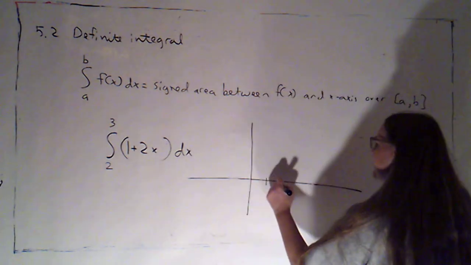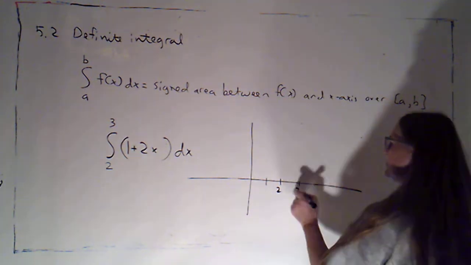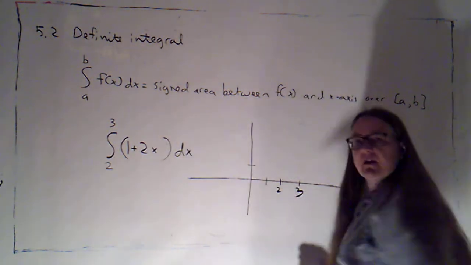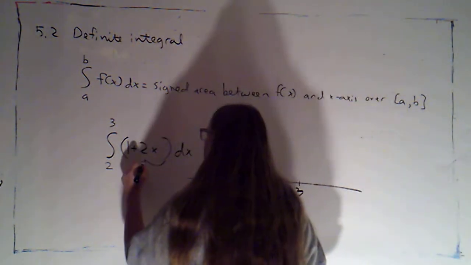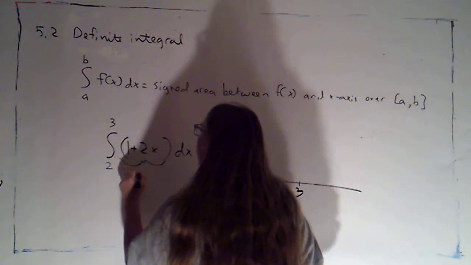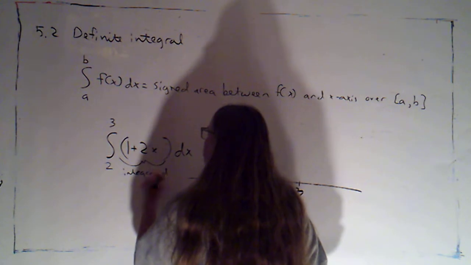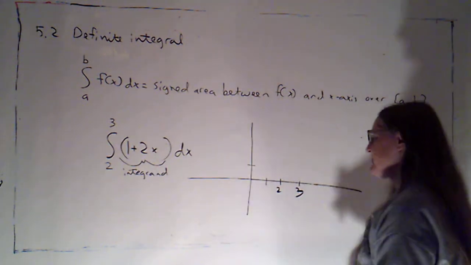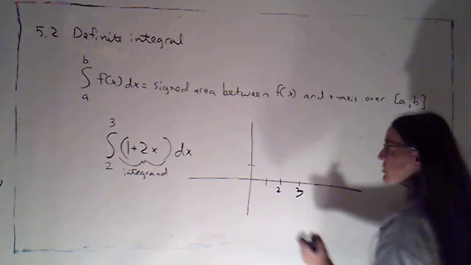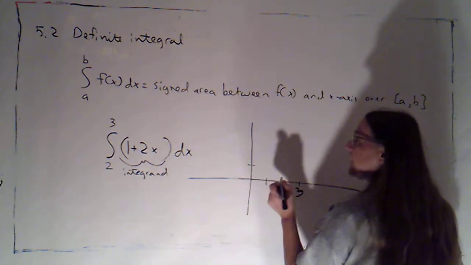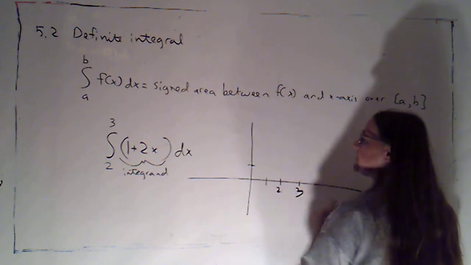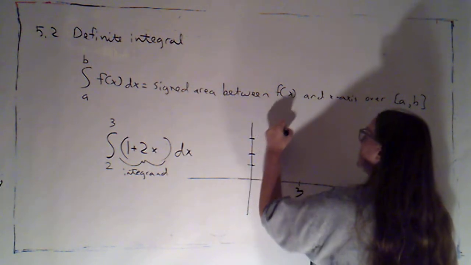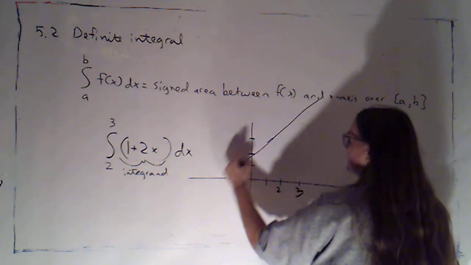Okay, so on the x-axis, I care about the interval from 2 to 3. The function that I'm integrating, by the way, that has a name. That's called the integrand. That's the function that essentially is my height function. It's 1 plus 2x. So y equals 1 plus 2x, that has a y-intercept of 1, a slope of 2. So I'll come up 2 over 1, like so.